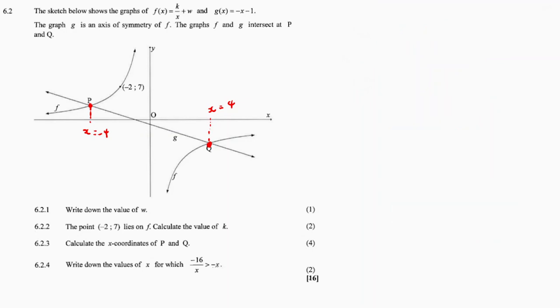6.2.4. Alright, now 6.2.4: write down the values of x for which minus 16 over x is greater than minus x. So here I want the values of x that make this statement true.